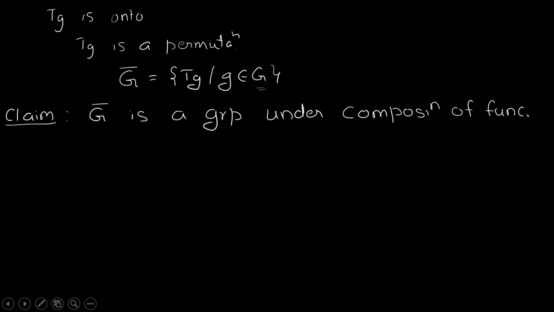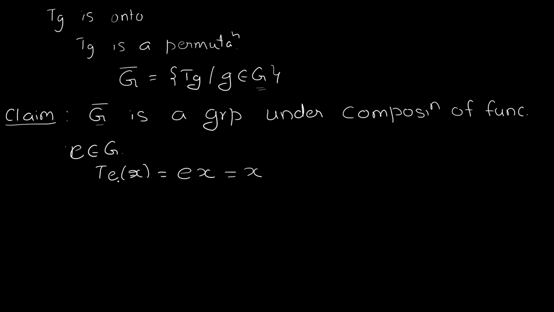Now my first target is to show that the identity function belongs there. I know the identity e belongs to G, therefore Te is there. Now this Te of x is going to look like ex, which is x finally. So Te is the identity. And this Te belongs to G bar, because e belongs to G.